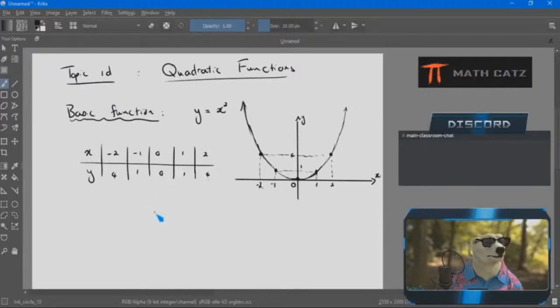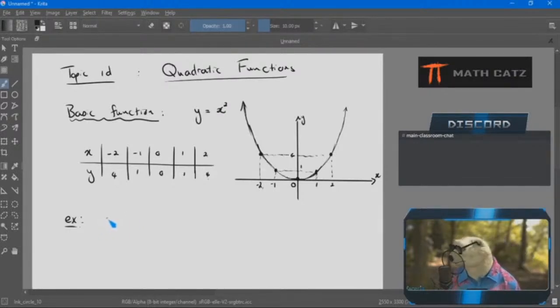Now what we're going to do first is modify this basic function to create other functions that are based on this parabola shape, this quadratic function. So let's just have an example. I don't have a problem for this. Actually, I do have a problem, but I'll do it in a second.